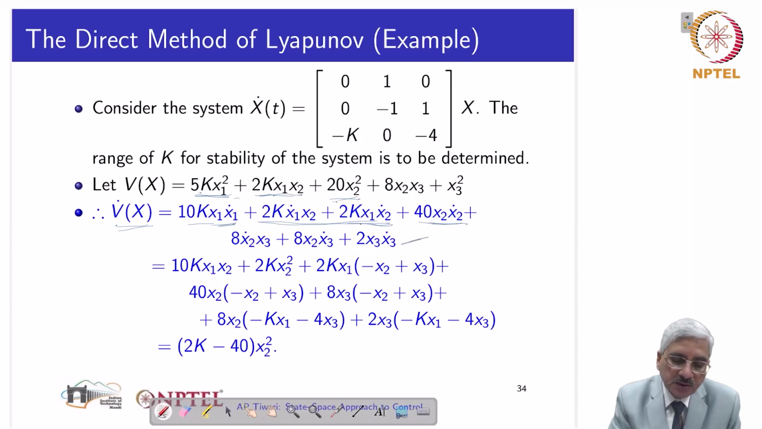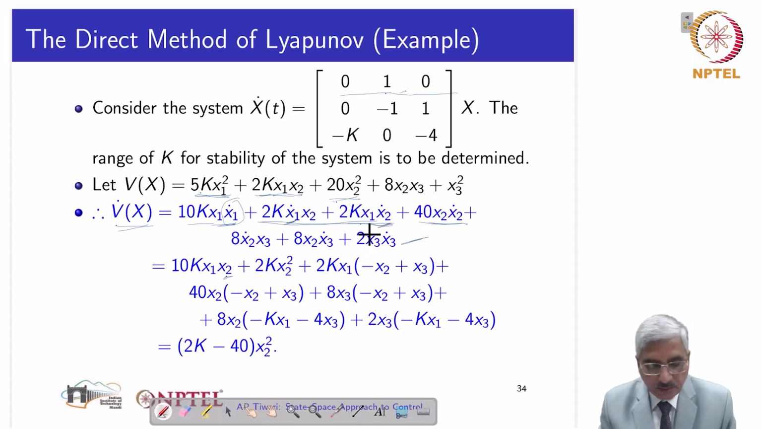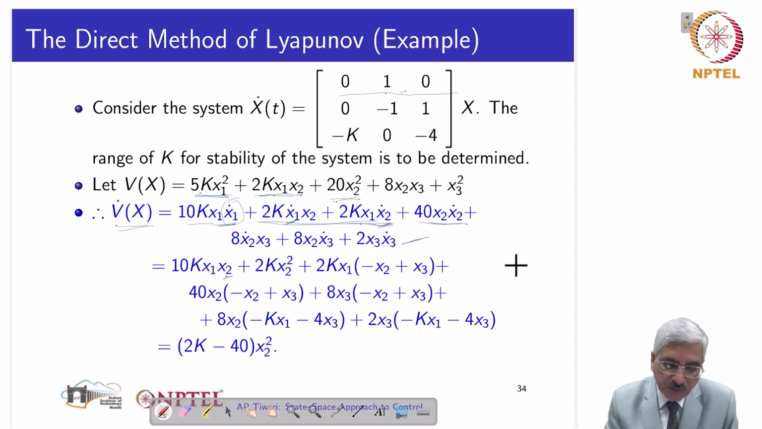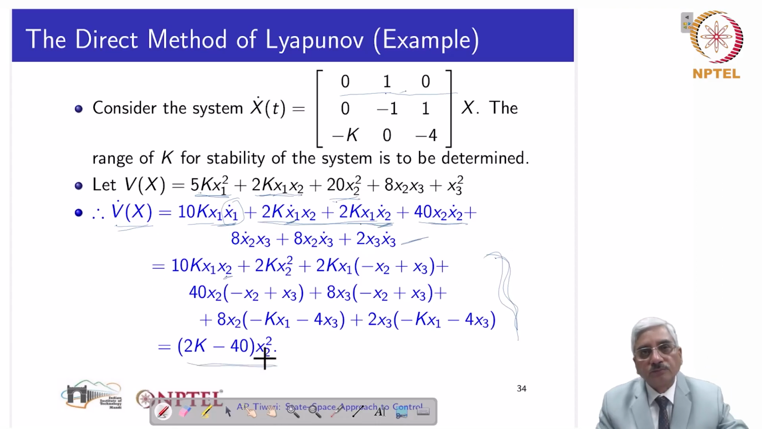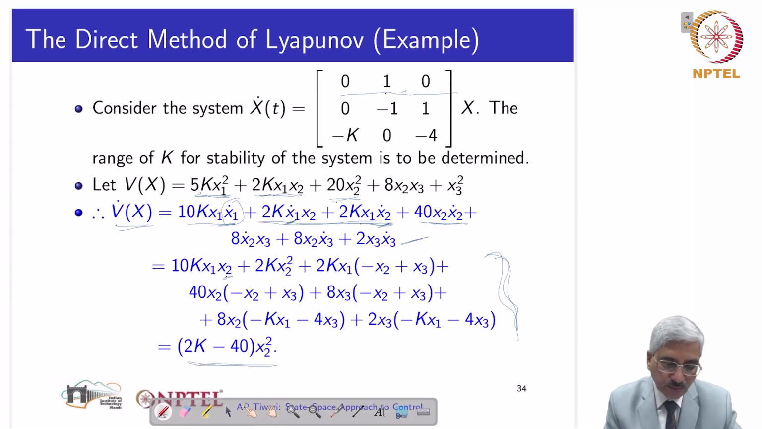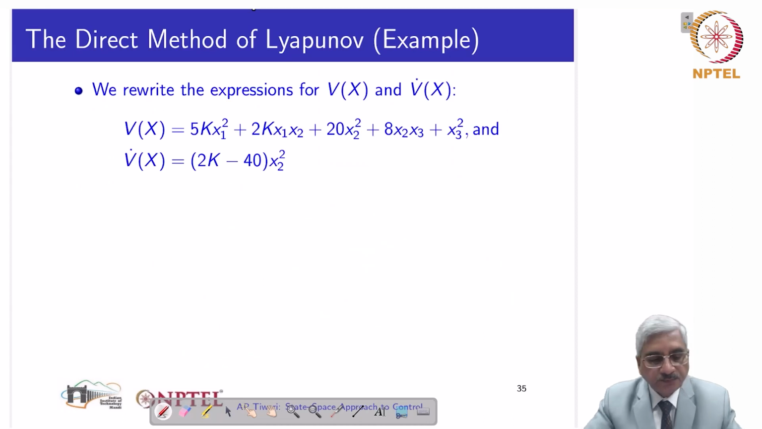And then we substitute x1 dot equal to x2. Similarly, here x1 dot is x2, and like that x2 dot, x3 dot, etc. we substitute, and after that substitution we obtain this expression, and this one eventually simplifies to this one, V dot x equal to 2k minus 40 x2 square. Now we look at Vx and V dot x.